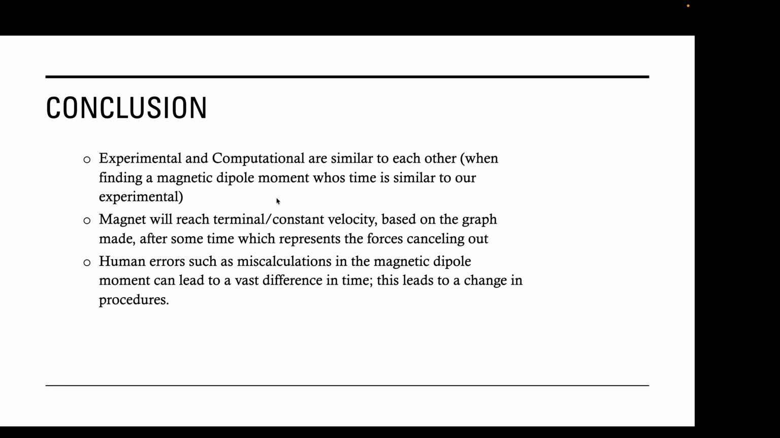Conclusion: experimental and computational results are similar to each other. When finding a magnetic dipole moment whose time is similar to our experimental, the magnet will reach terminal, constant velocity based on the graph after some time, which represents the forces canceling out. And human errors such as miscalculations in the magnetic dipole moment can lead to a vast difference in time. This leads to a change in the procedures and goals that we have.